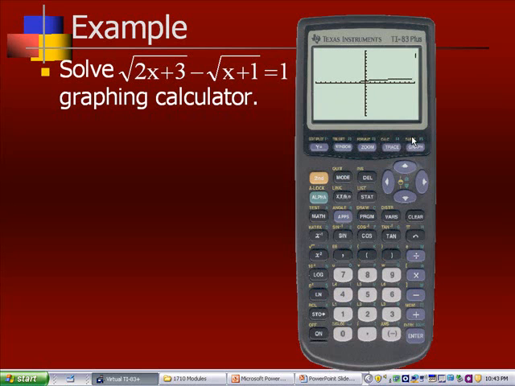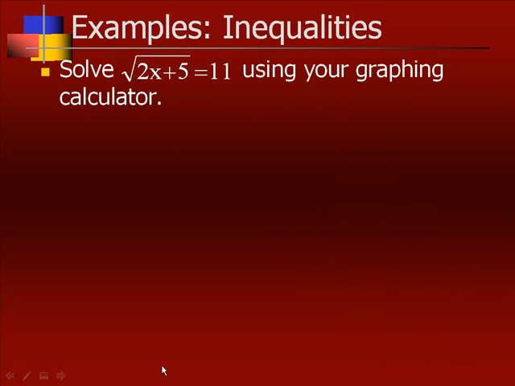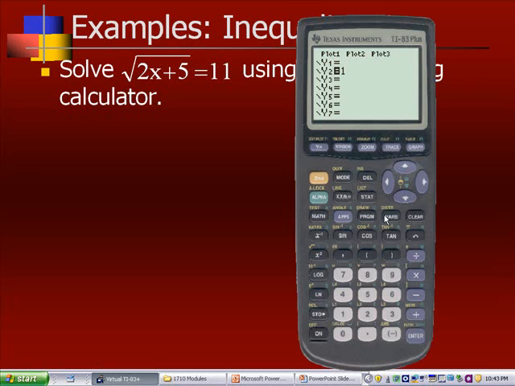Graph that. There's our first equation going through there. There's the second one. Looks like it crosses in one point. Second trace, number 5, enter. And we get a solution of x is equal to 3. Solve the square root of 2x plus 5 equals 11 on your graphing calculator. Okay, so we get y equals the second square root of 2x plus 5 is equal to 11.